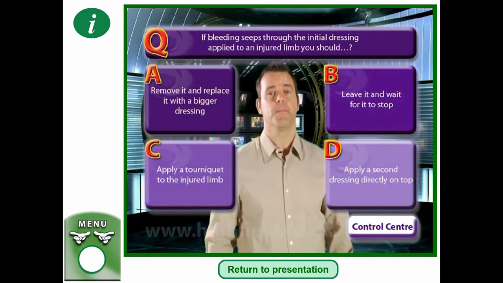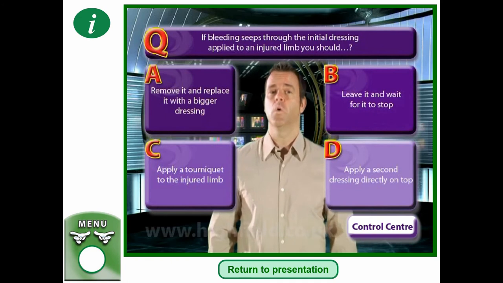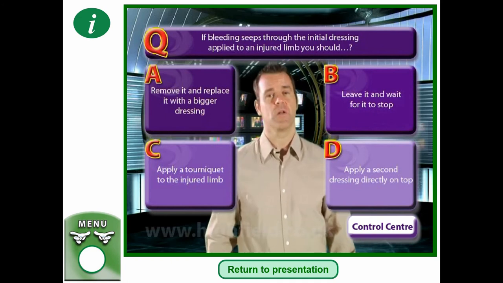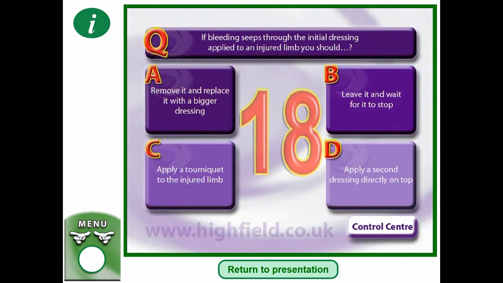If bleeding seeps through the initial dressing applied to an injured limb, you should A, remove it and replace it with a bigger dressing, B, leave it and wait for it to stop, C, apply a tourniquet to the injured limb, or D, apply a second dressing directly on top. So which one do you think it is? A, B, C, or D?